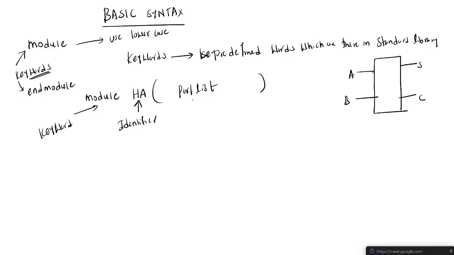And what are the port list? What are the inputs? Input A, B, and S, comma C. Only a semicolon will come after the bracket. Semicolon is nothing but the end of the statement. And next you have end module. After the end module, there is no semicolon.